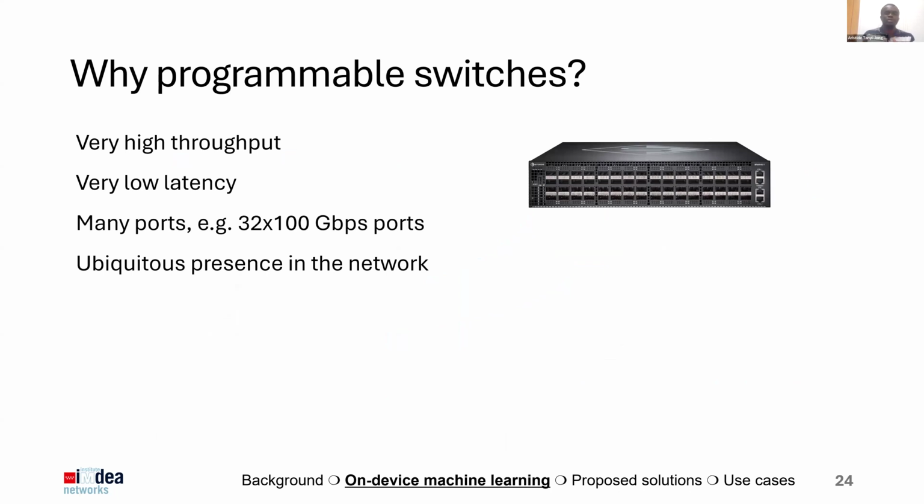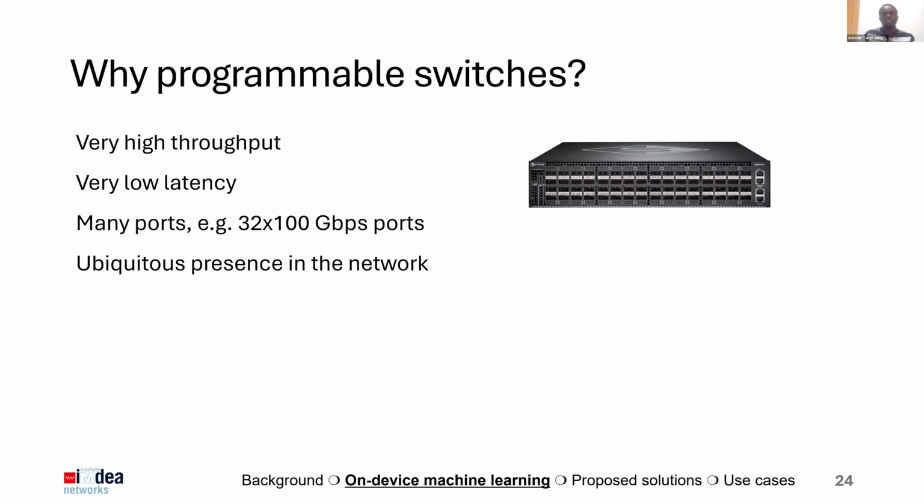So first of all, the switches are everywhere in the network, so they have an ubiquitous presence. You would find a switch at every part, be it at the access or at the core. So wherever you have a switch, you can potentially have an inference engine if you can implement machine learning on the switches. And also the switches have so many ports. You could have 32 or 64 high-speed ports on a programmable switch that is available on the market currently. That means that you can have many different channels for different possible inference tasks that you could run on this device. And of course, they offer very high throughput. We're talking of terabits per second speeds, and of course, ultra low latency.